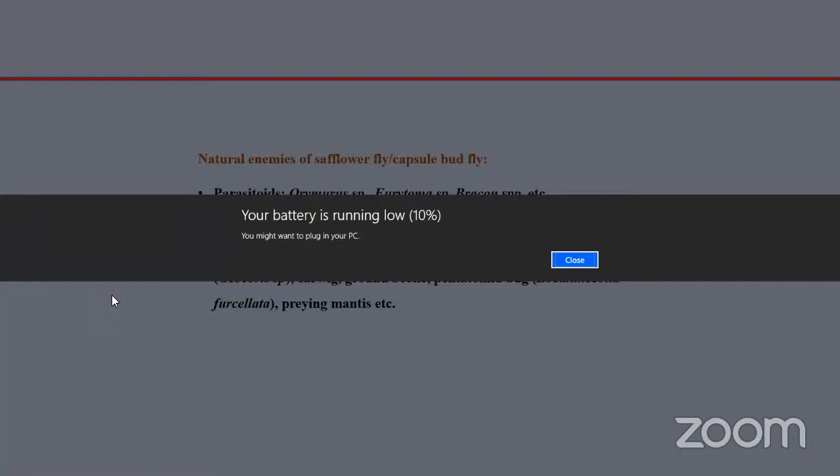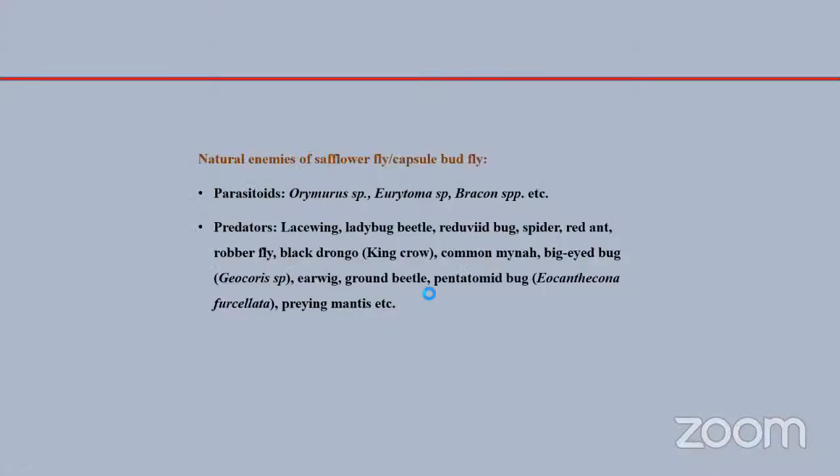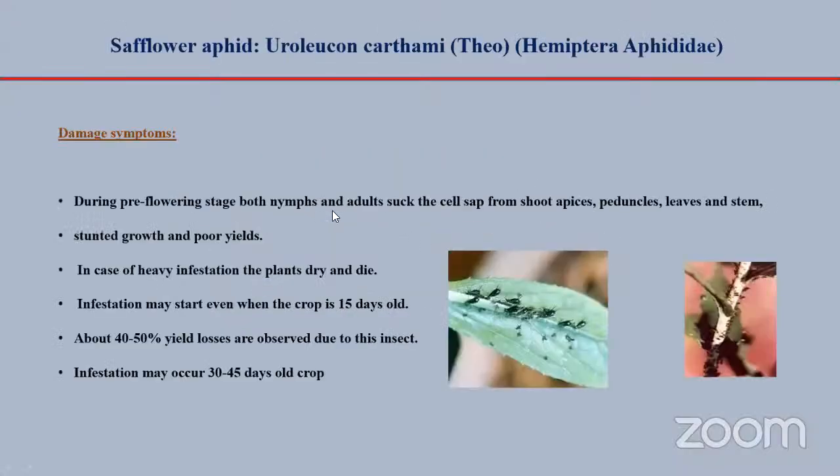Once again, current is on. I don't have charge in the laptop, so I will finish it off first.